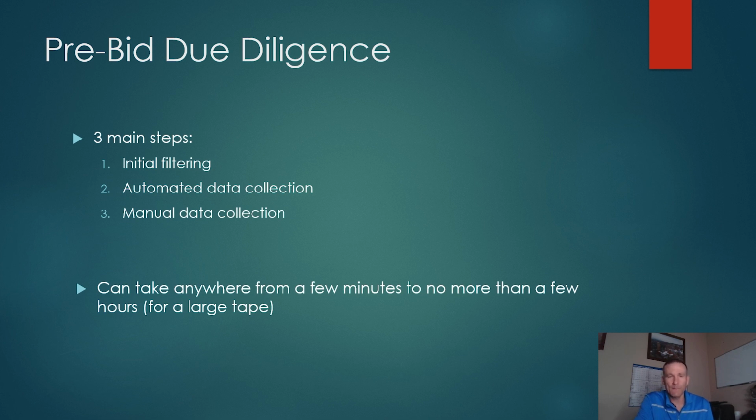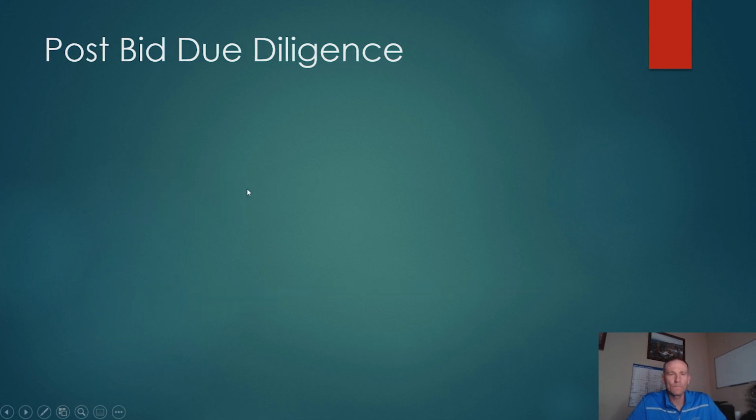And I'll go through an example later in the course where I filter through a relatively large tape for you. Try to go top to bottom. Okay. So what we want to do is have strong filters, know what we're looking for, have our strategy in place, and be able to get through this pre-bid process pretty fast to know which assets we want to place bids on.